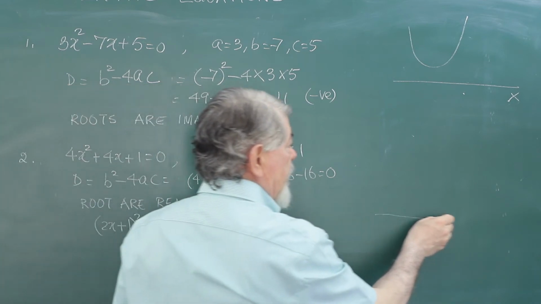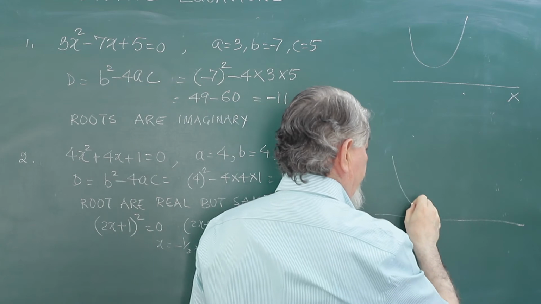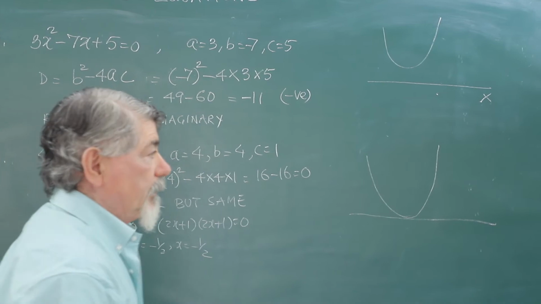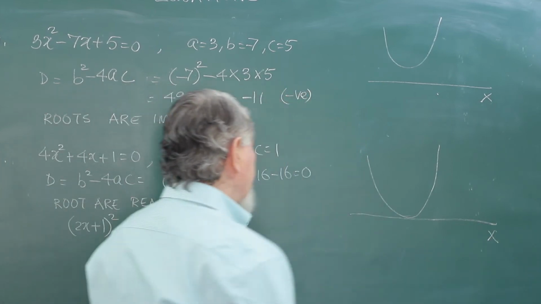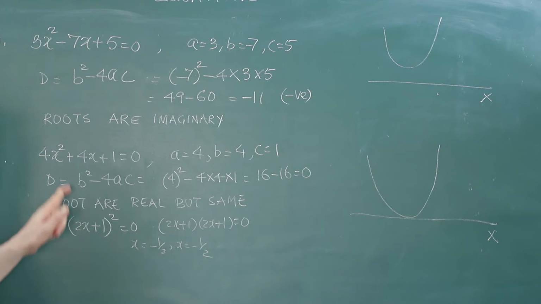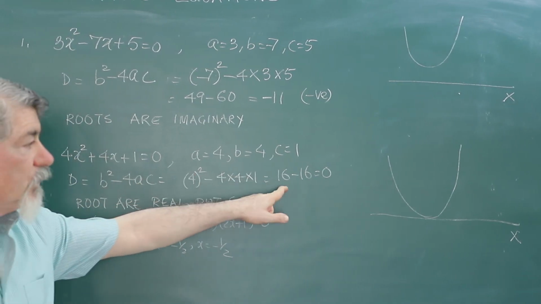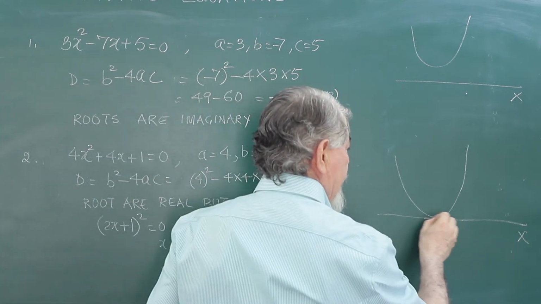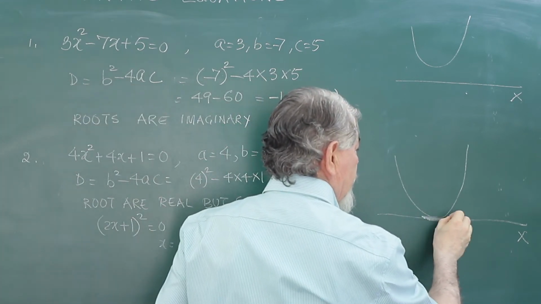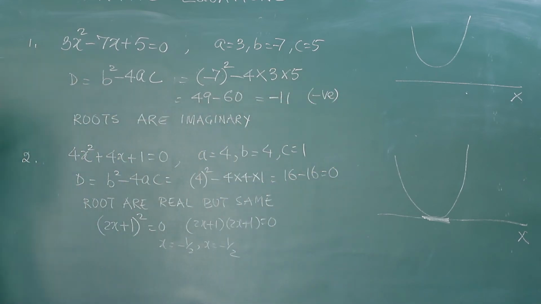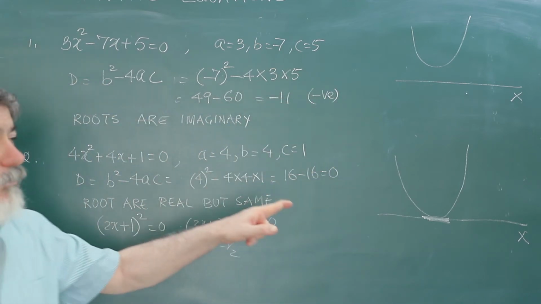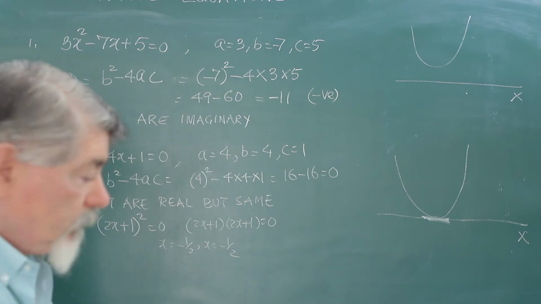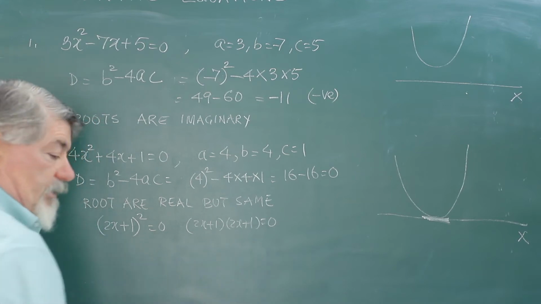And what kind of figure will I be getting? If I draw this curve, I'll be getting something like this. Again, why? Because number one, it is a perfect square and it is equal to 0. The roots are going to be real but same. That is why it is going to touch the x-axis at 1 point only. And roots will be same, like I have calculated. X is equal to minus 1 upon 2, so the same roots are there.